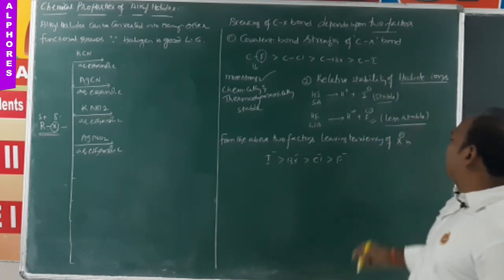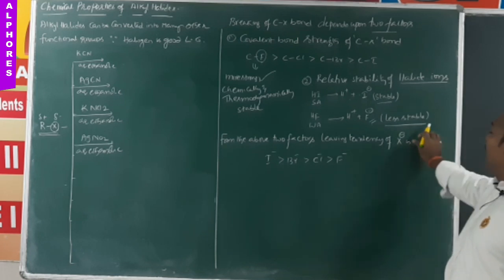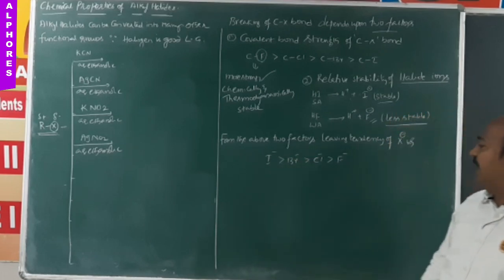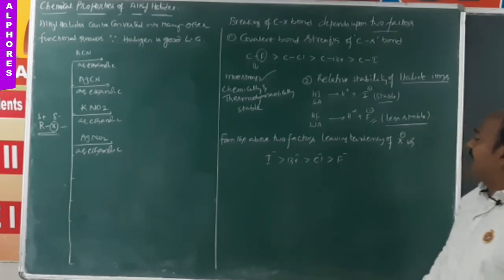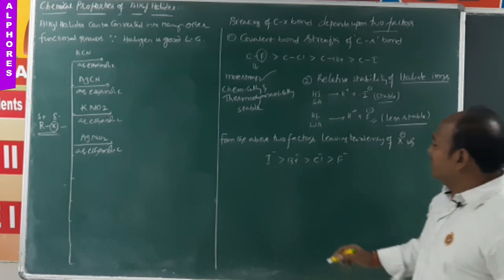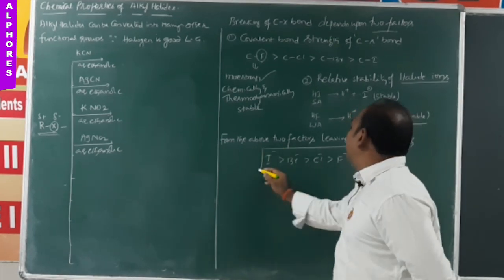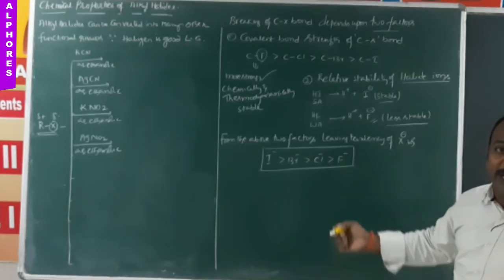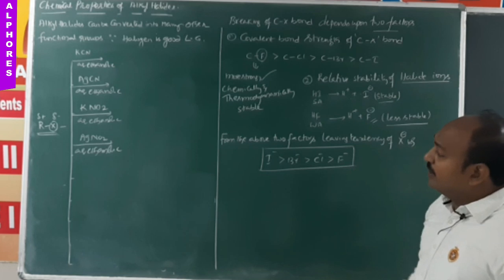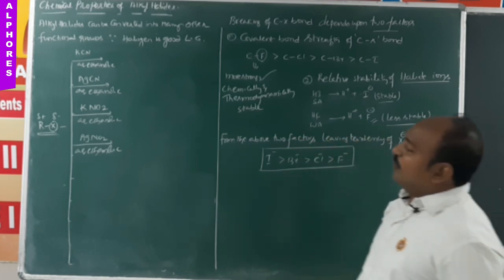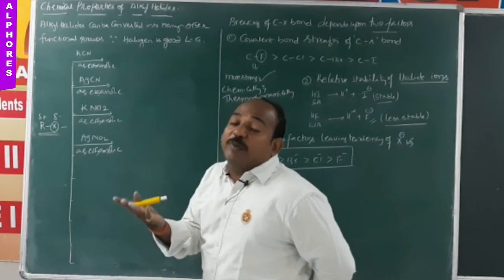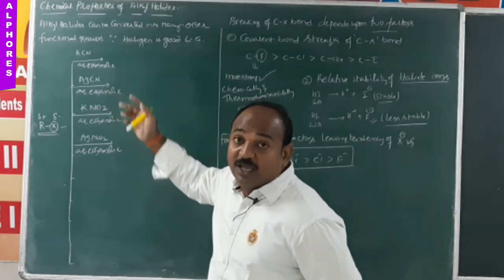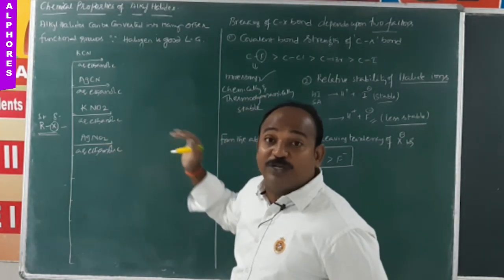That's why I minus can be easily displaced. From the above two factors, the leaving tendency of X minus is I minus greater than Br minus greater than Cl minus greater than F minus. So this is the leaving group tendency. That means you can easily displace iodide rather than bromide, chloride, or fluoride. In previous examples, OH minus displaces X minus, SH minus displaces X minus, OR minus displaces X minus, we discussed like that.